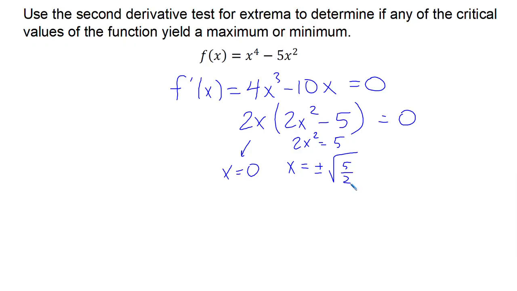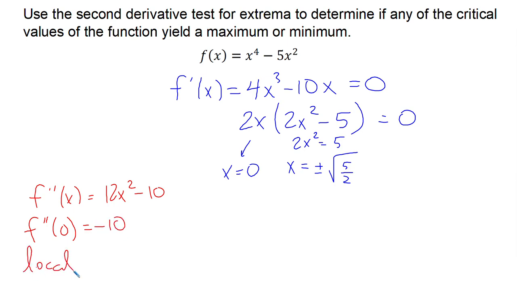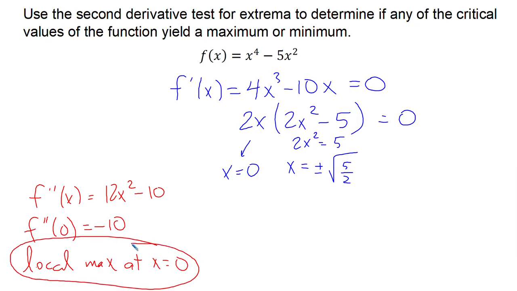So then all we need to do is figure out what our second derivative is. Our second derivative here is just going to be 12x squared minus 10. And so first of all, we'll evaluate it at 0, which is going to be -10. That means the function is concave down, which means we have a local max at x equals 0. And then we'll evaluate it at positive and negative square root of 5 halves. Well, if I evaluate it at both positive and negative square root of 5 halves, I'm going to get the same value, right, because we're just squaring it.